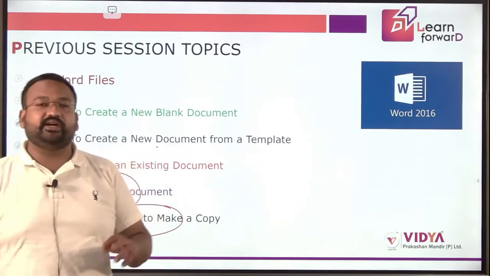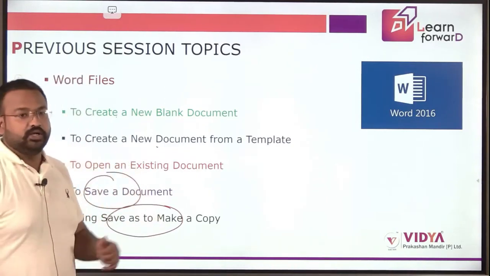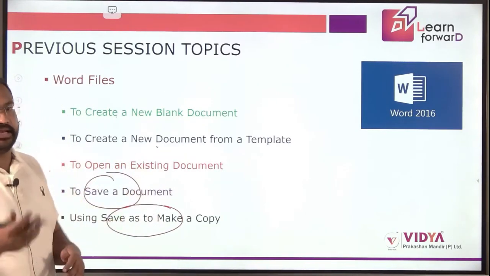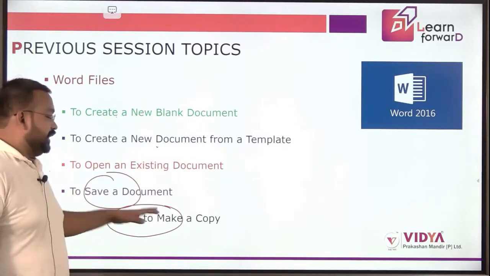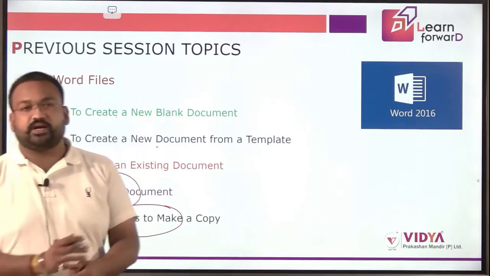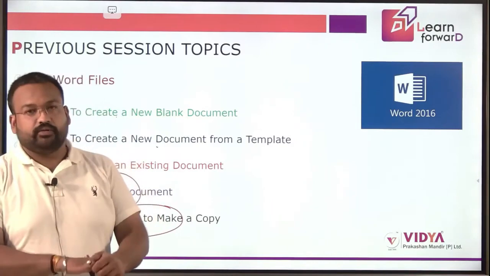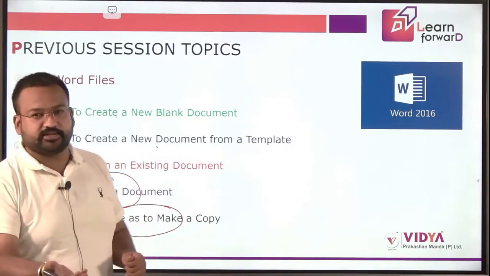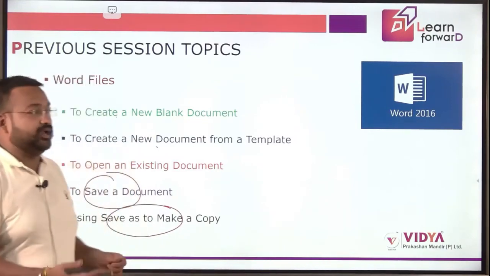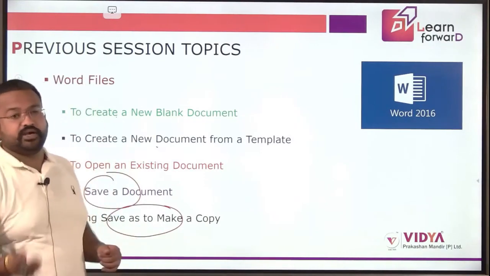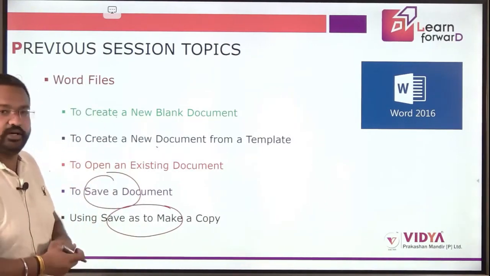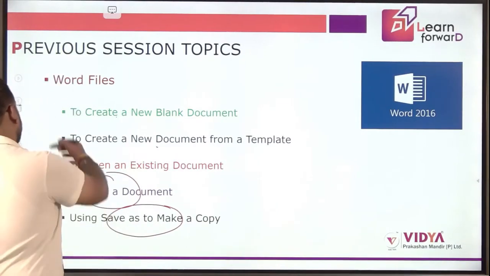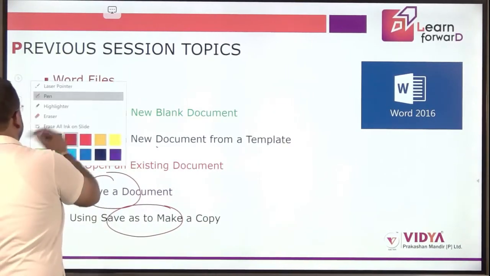So we can save it either through the Quick Access Toolbar, or we can go to File and then click on Save. And at the last we have seen, to make a copy of a particular file, we have to select Save As, and when we click it, again a dialog box opens, and over there we can save as with a different name, or we can save it in a different format. So I hope these topics are clear to you.